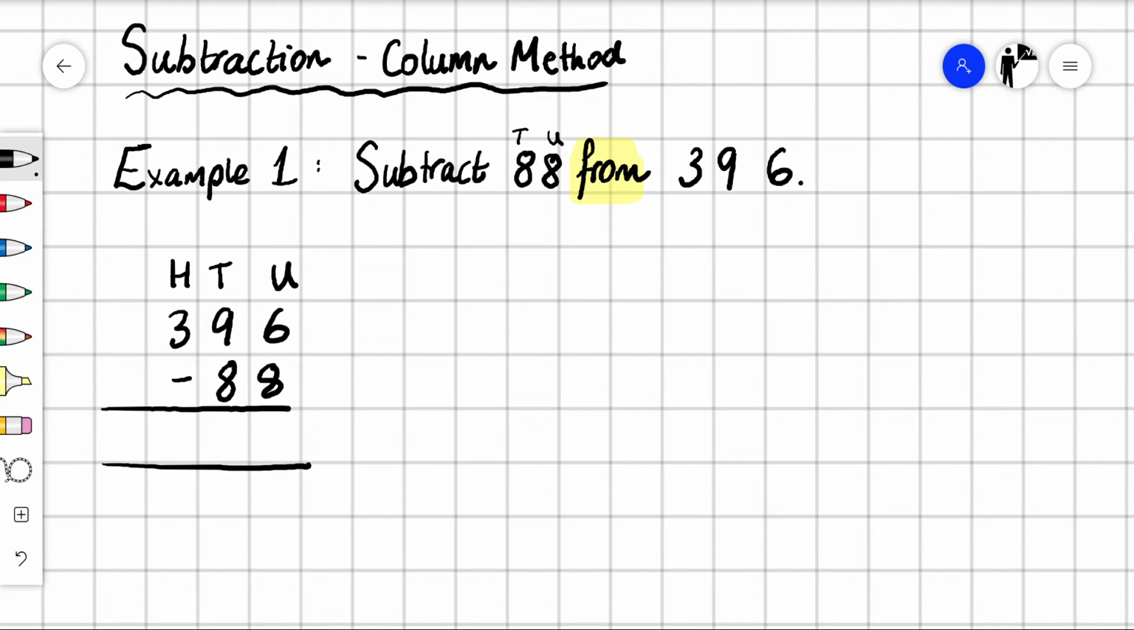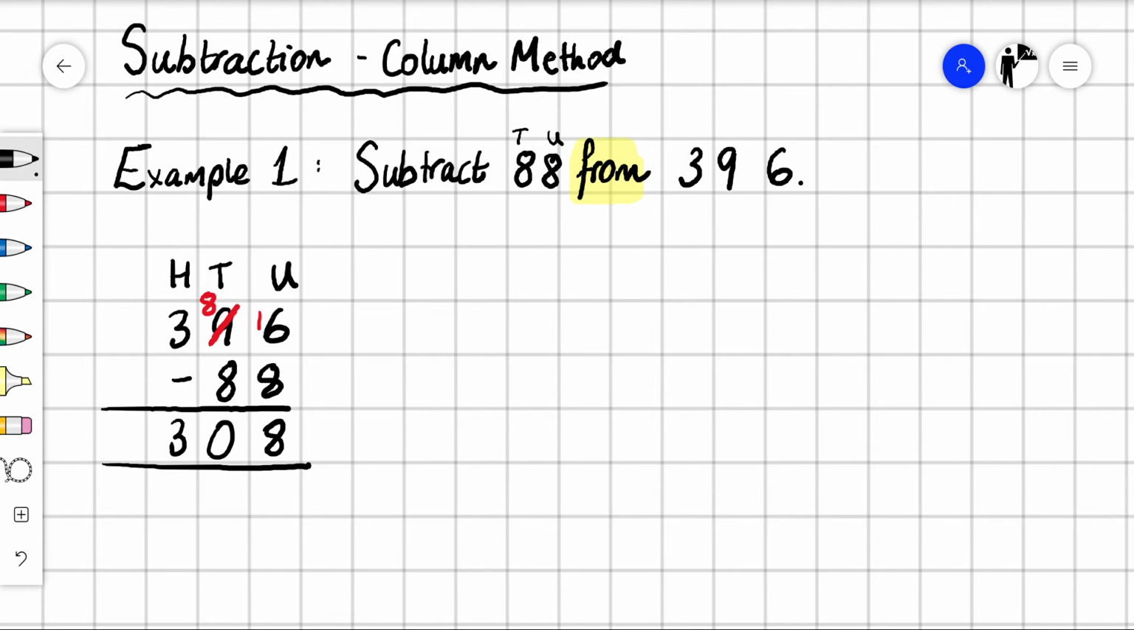Okay, so let's have a look here. 6 units subtract 8 units. With this method, we need to exchange, so we go across to the next column. We go across to this tens column and we exchange from this 9 tens. We take one lot of 10 from there, which will be 10 units, which will give us 16 units. So 16 subtract 8 is 8. 8 subtract 8 is 0. And then 3 subtract 0 is 3. So our answer here is 308.